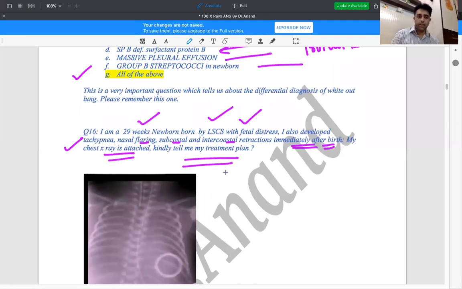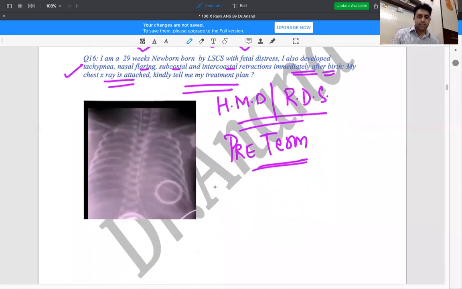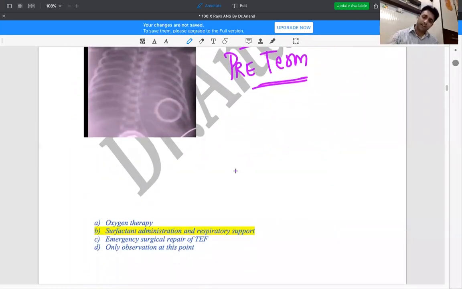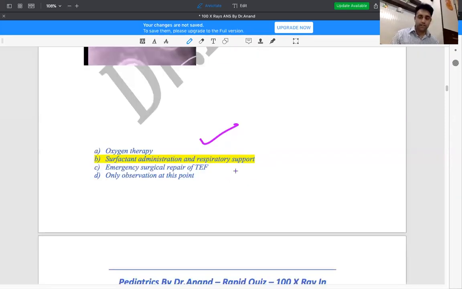What do you think? So it's a case of hyaline membrane disease, nothing but respiratory distress syndrome, a condition seen in preterm babies. The lungs are not matured, so surfactant is not formed, showing a whiteout picture. In that case, obviously the best treatment is surfactant therapy. We have various types of surfactant like Beractant, Poractant, bovine extract, calf extract, but that is too much detail. You should give surfactant, and respiratory support. Next question.